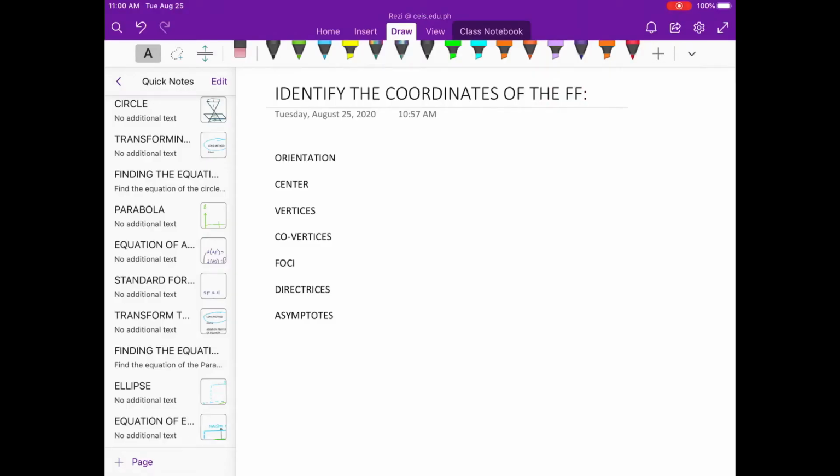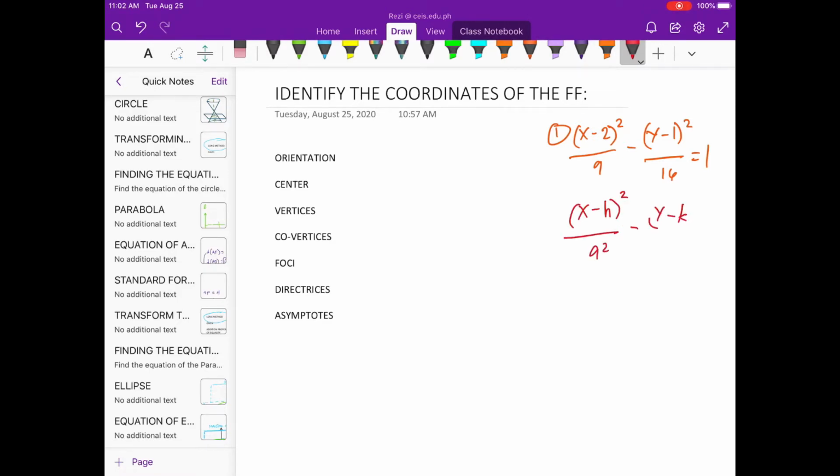Now let's identify the coordinates of the following. Let's try example number 1. For this, we use this formula. For this formula, the orientation is horizontally oriented.